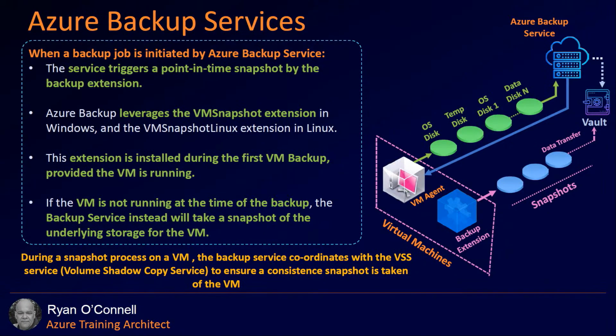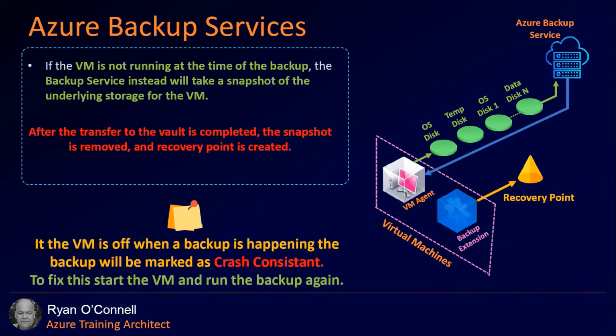During the snapshot on a VM process, the backup service coordinates with VSS, or Volume Shadow Copy service, to ensure a consistent snapshot is taken of the VM.